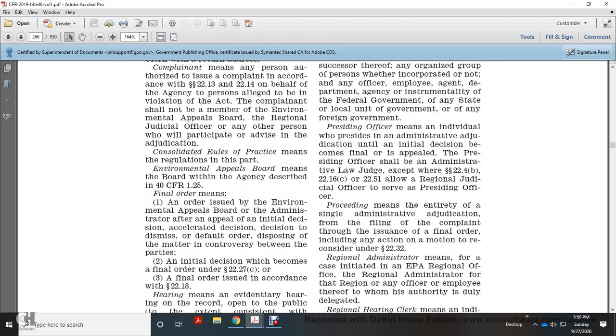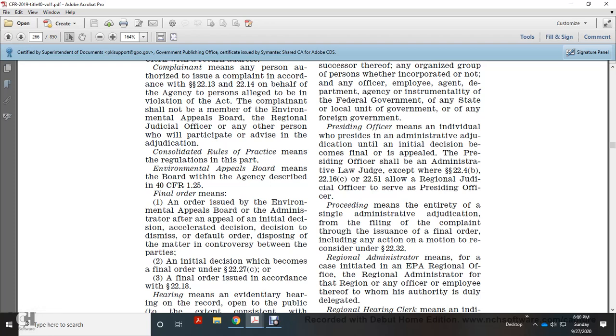Final order means any order issued by the Environmental Appeals Board, or an administrative order after the appeal of the initial decision, accelerated decision, or decision on the dismissal of a default order, disposing of the matter or controversy between the parties, which becomes the final order under 22.27(c).